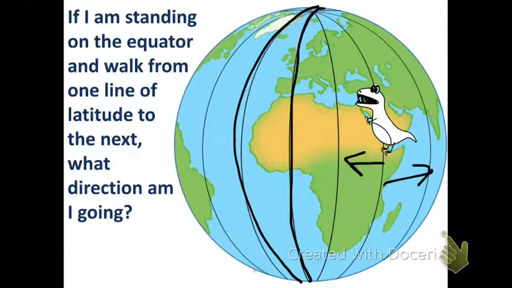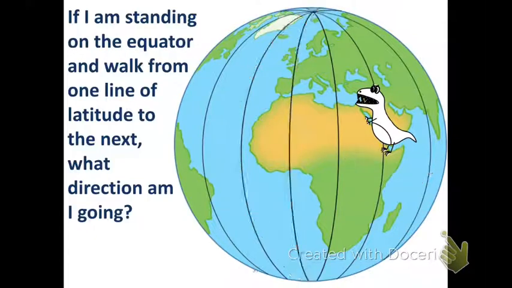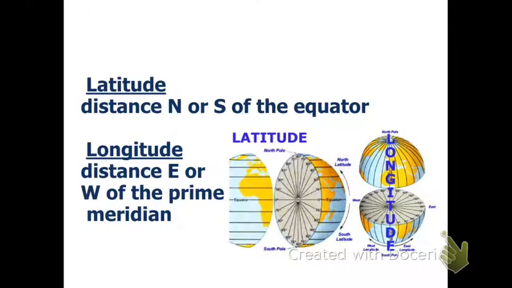Why am I telling you this, and why do I have these cute little pictures of dinosaurs? Well, because the definition of latitude and longitude often confuses people. So I want to make sure that we have some understanding of it. Latitude is distance north or south of the equator. It does not say it is drawn north and south. It is distance north and south of the equator.